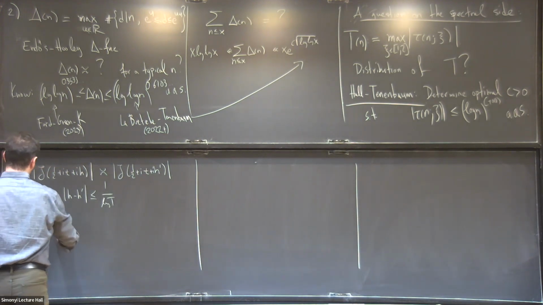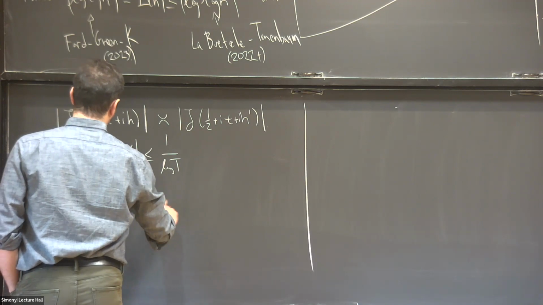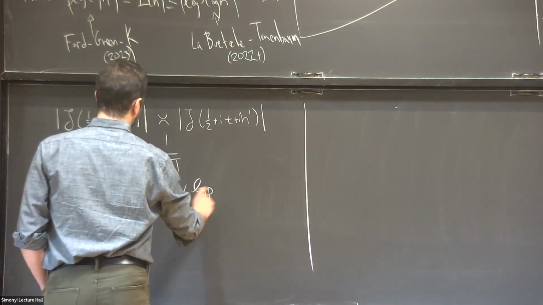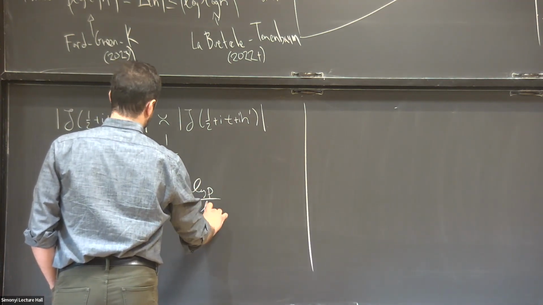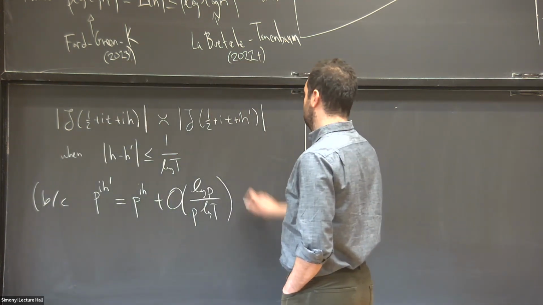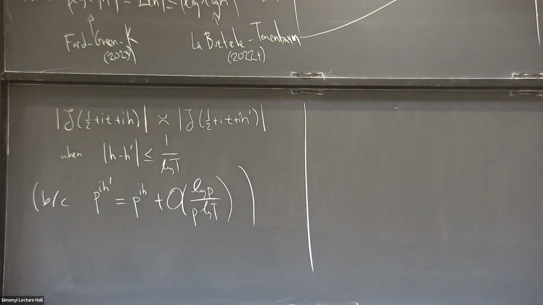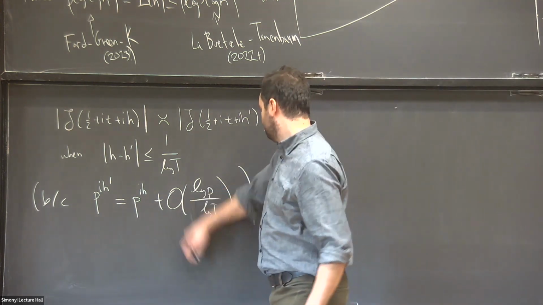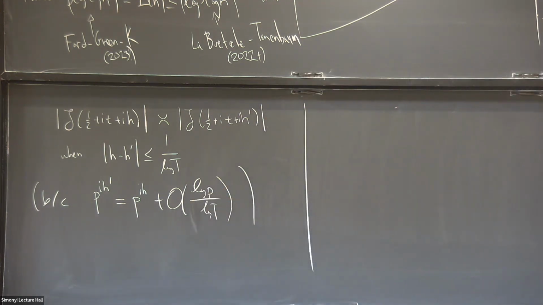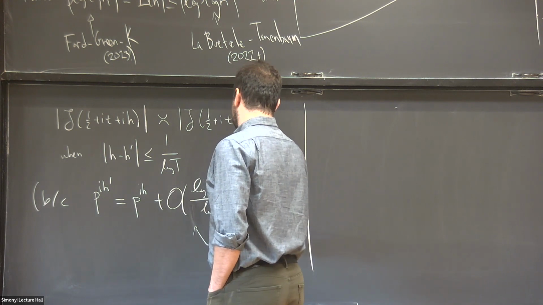The reason is because p to the iH prime in this case is p to the iH plus O of log p over p log T. And basically this thing is negligible on average. Sorry, there's no p, it's just log p over log T. So this is negligible on average.